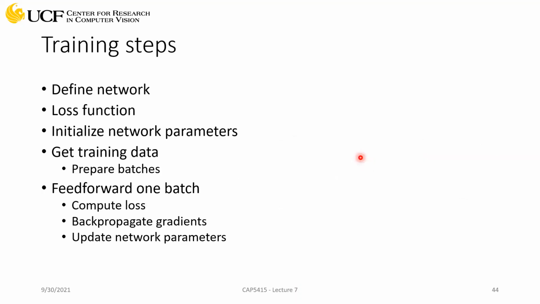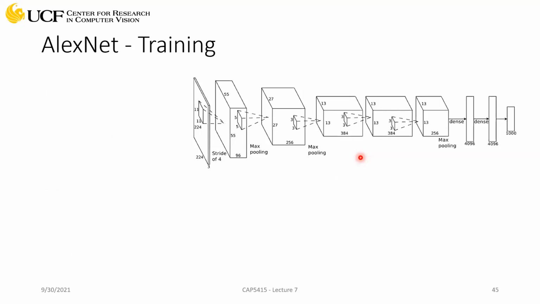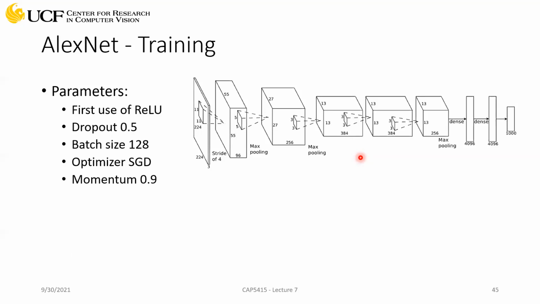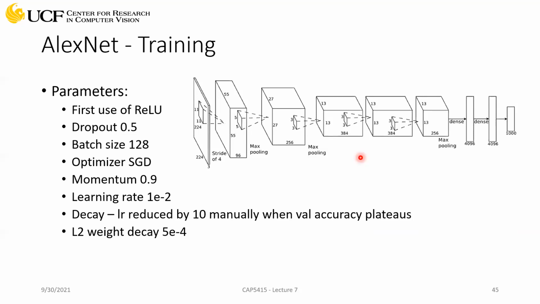Then these are the training steps, and we discussed AlexNet, right? So these are the configurations which were used to train AlexNet to perform pretty well on ImageNet. And by now, I think you should be able to understand every piece shown in this slide, like all these numbers, what these layers mean, what this network means, and all these hyperparameters.